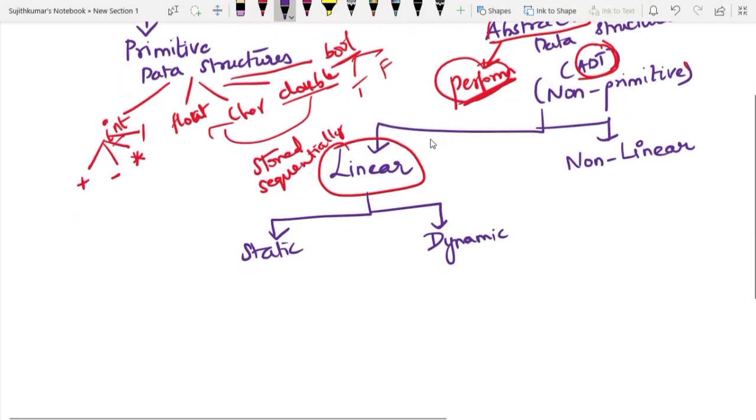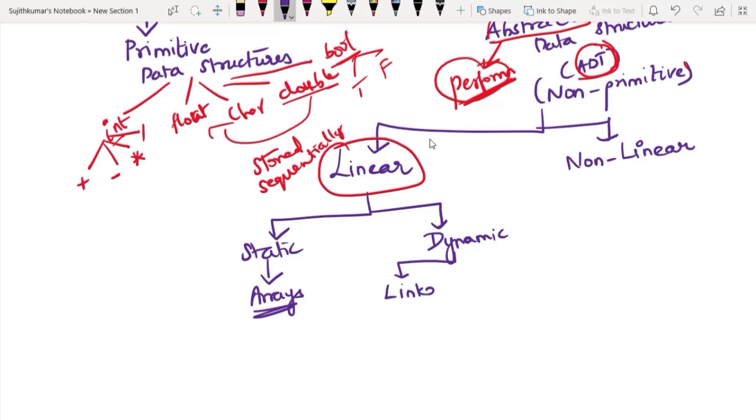Static, again I refer to array. Arrays are static data structures, and they are also linear. Dynamic, again three types are there. Linked lists, which is very important, and we're going to discuss that in this course. Queue, which is very similar to your real-life queue. Stack, which is an interesting stuff. Linked list, queue, and stack.